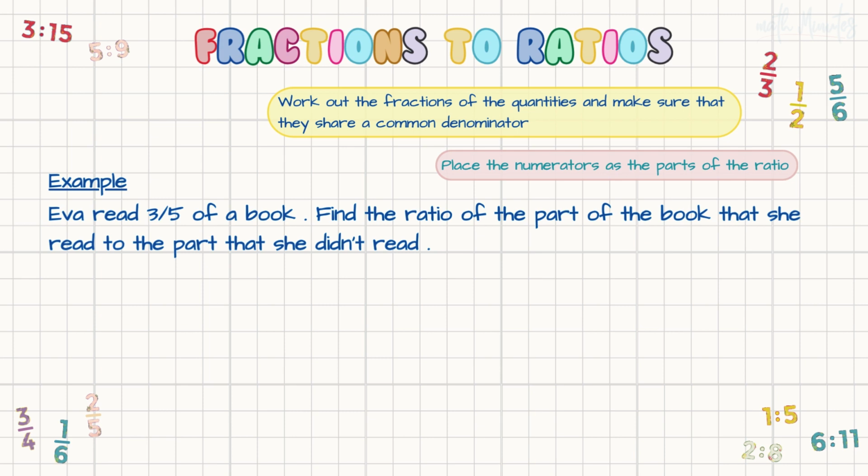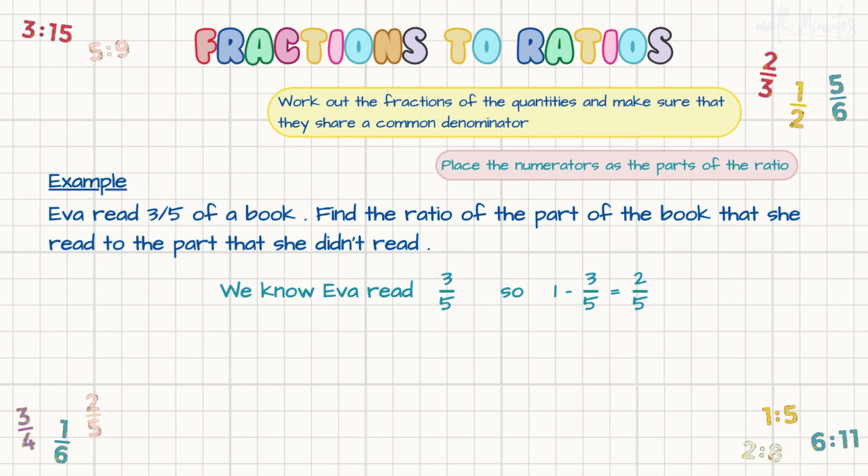Eva read 3/5 of a book. Find the ratio of the part of the book that she read to the part that she didn't read. First, let's find the fraction of the part of the book that she hasn't read yet. We know that she has read 3/5 of the book. So 1 minus 3/5 equals 2/5 of the book is what she has yet to read.